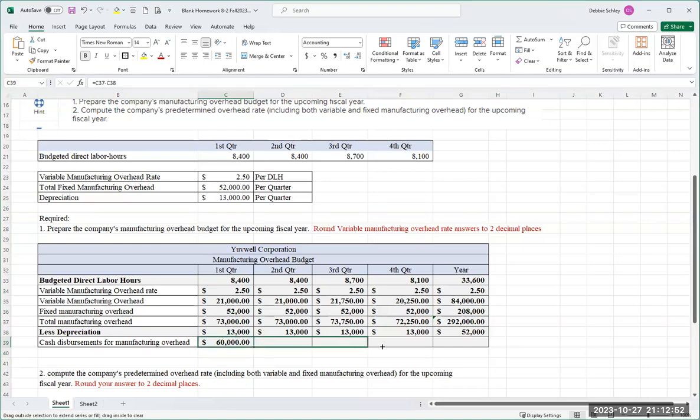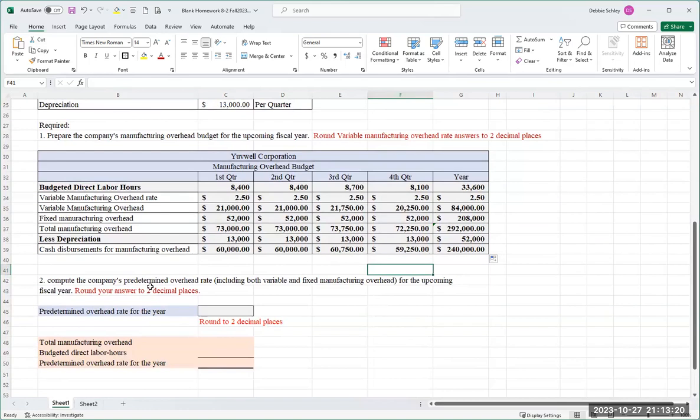And so I can drag that all the way across. And that completes the chart for required one. And if you'll notice, you have to fill in all of these boxes now. They're not totaling things for you anymore because they want to know if you know what to do with depreciation, if you're adding or subtracting, and it is subtracting, so it is less. Okay.